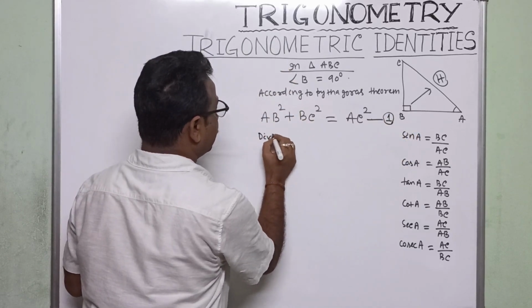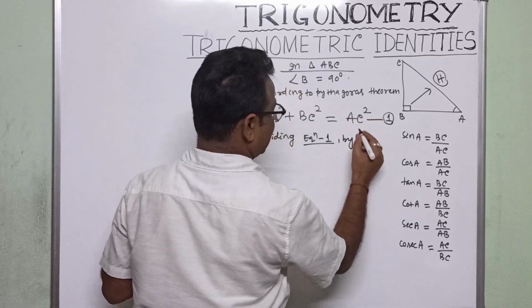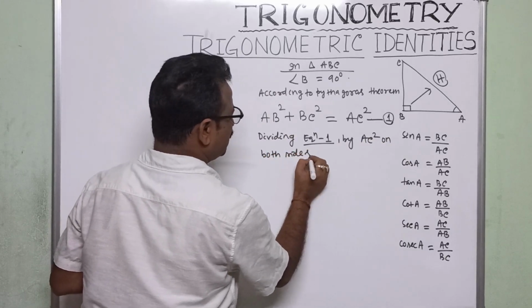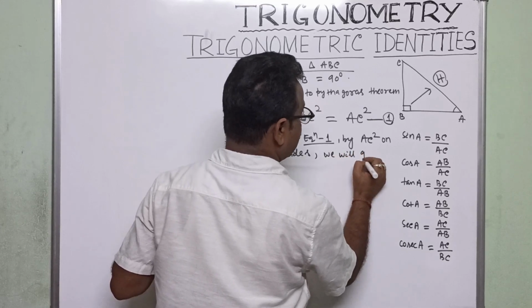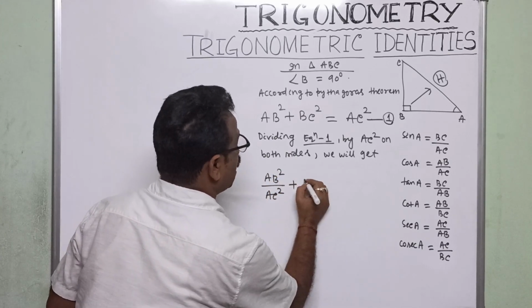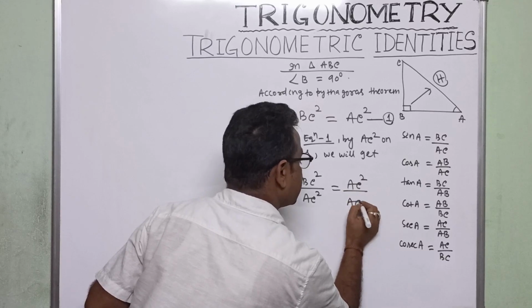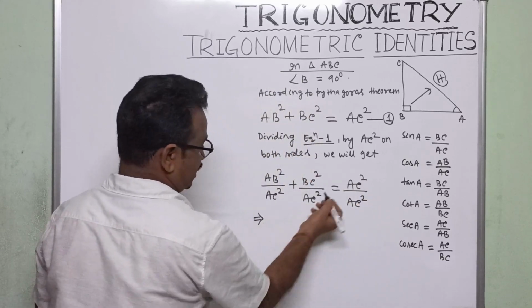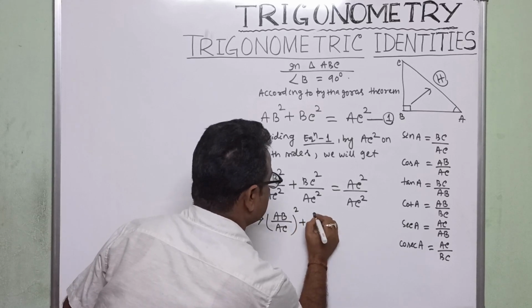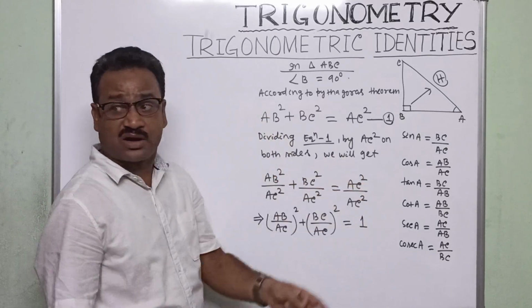Now dividing equation 1 by AC square on both sides, what will we get? AB square by AC square plus BC square by AC square is equal to AC square by AC square. So (AB by AC) whole square plus (BC by AC) whole square is equal to 1, because AC square by AC square cancel each other.